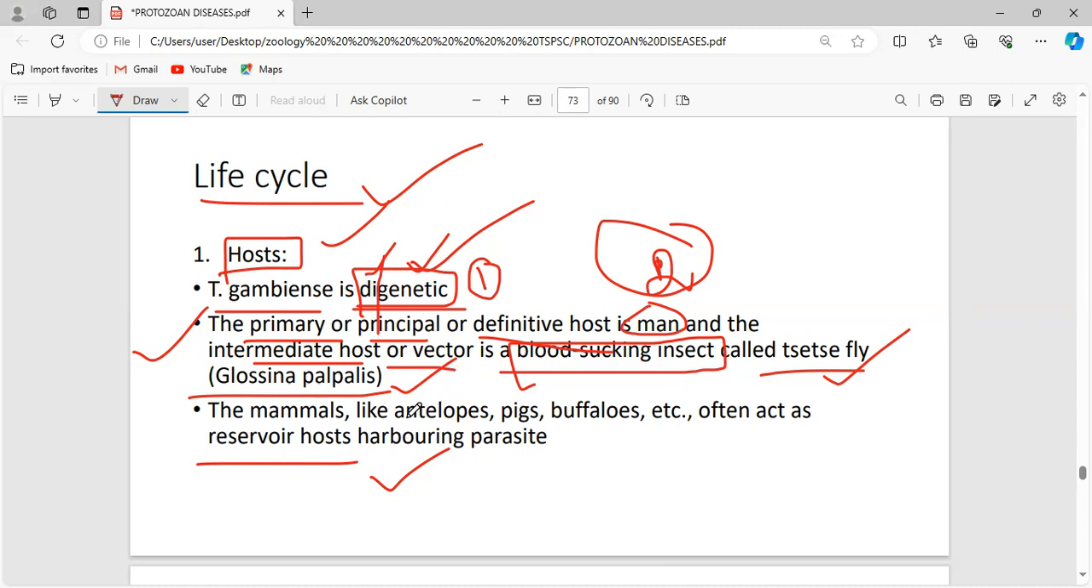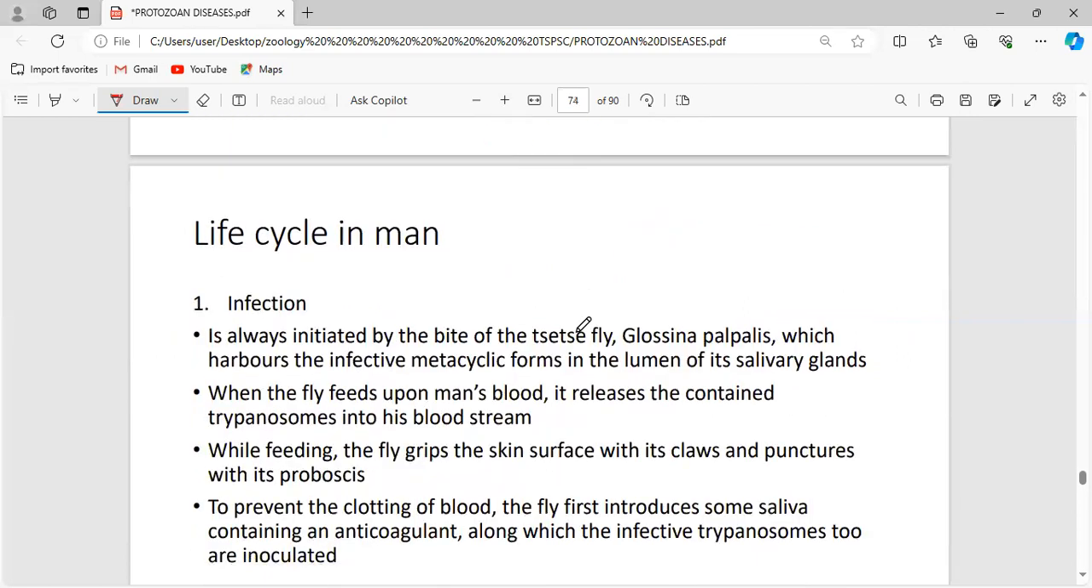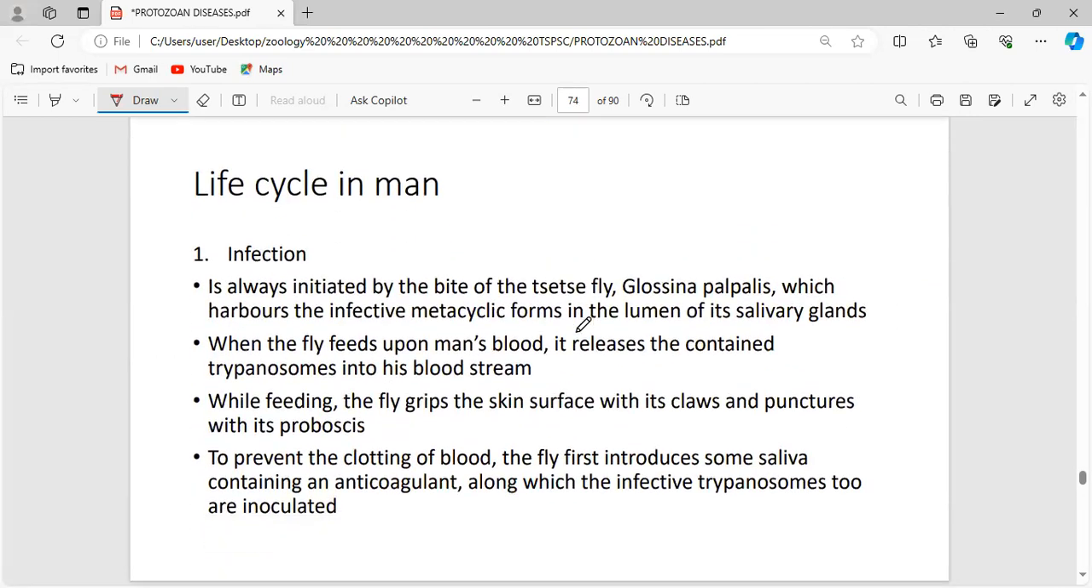That is the reservoir host. And mammals, particularly, act as a reservoir host. Antelopes, pigs, buffaloes, they act as a reservoir host. This is the third important point you have to make a note of. Just note it is digenetic, and the primary host is human. The intermediate host is the tsetse fly, a blood sucking insect, Glossina palpalis. And the reservoir host is mammals. These are examples of those mammals. These are the three important points you have to focus on in that slide.